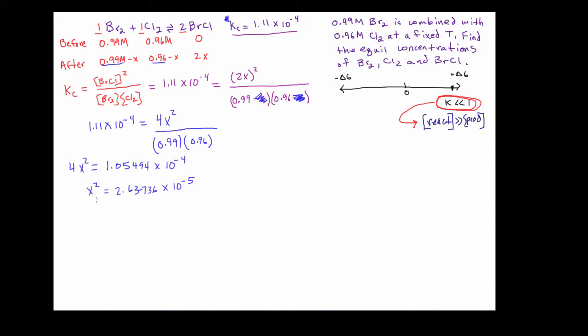And now we're free to take the square root of both sides, and the x value that we're going to get, let me just put these brackets in to make sure that I don't lose anyone here. So we're square rooting both sides of my equation.